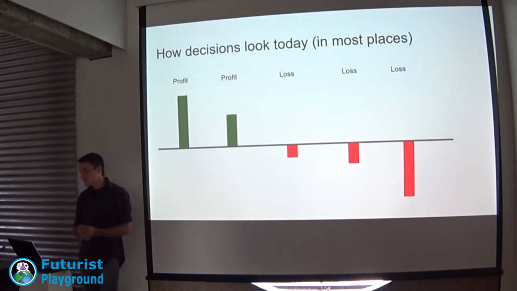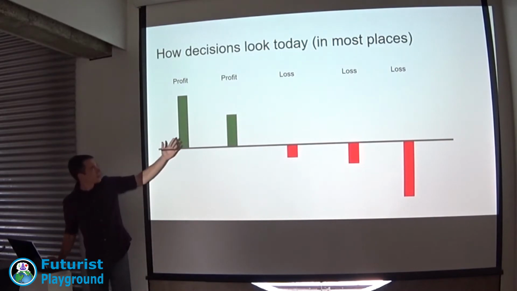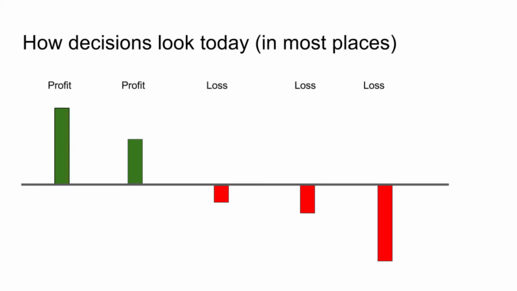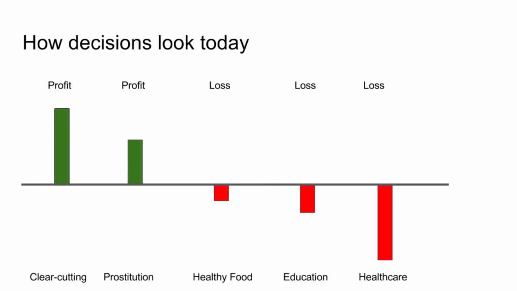So how do decisions look today? We often look at it in terms of profit. What's profitable, we do. What's not profitable, we cut. Well, what does that really look like? Clear cutting our forests, prostitution, eliminating healthy food, eliminating education, eliminating healthcare. This is how our government operates. It's not a sustainable future.